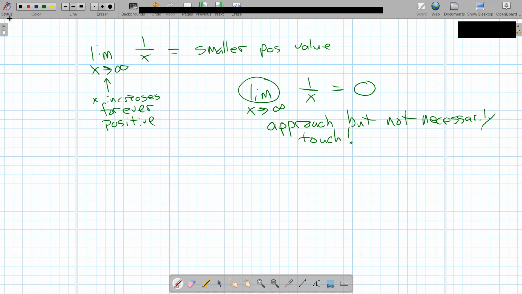Okay. Now, whenever we have infinity involved in a limit, or often when we have infinity involved in a limit, we have asymptotes. So this example right here, where x is increasing forever, but the y value is approaching a specific number, that's what we call a horizontal asymptote.